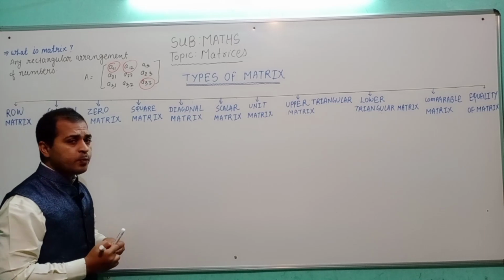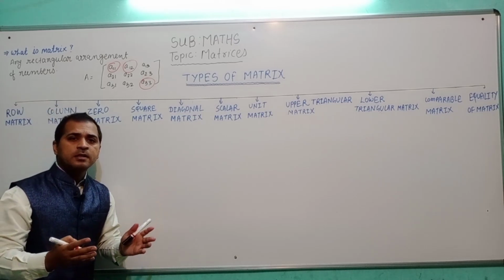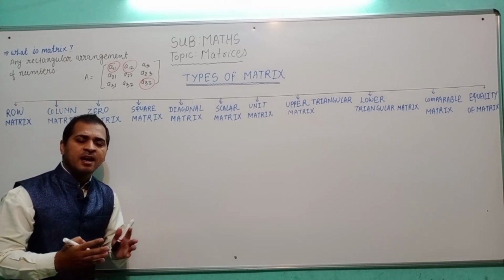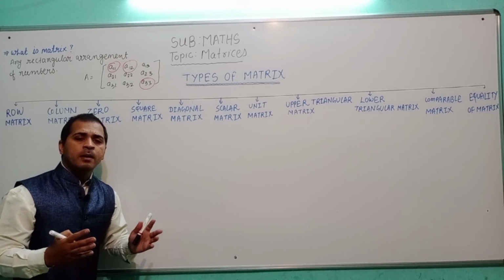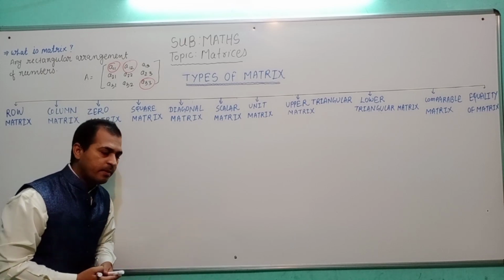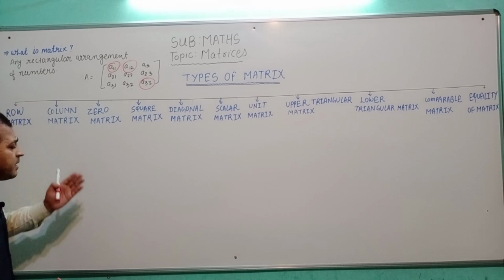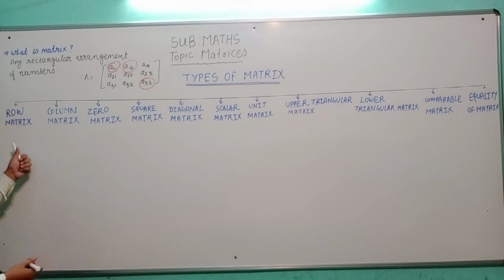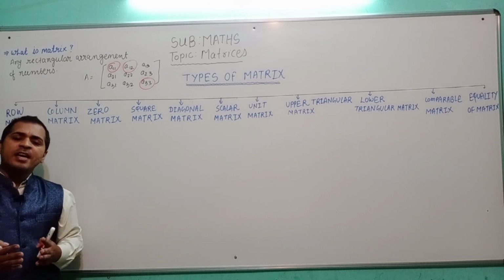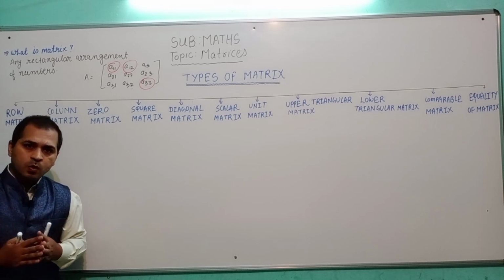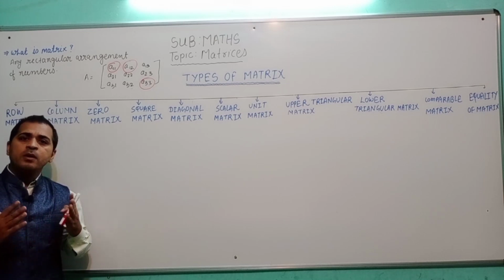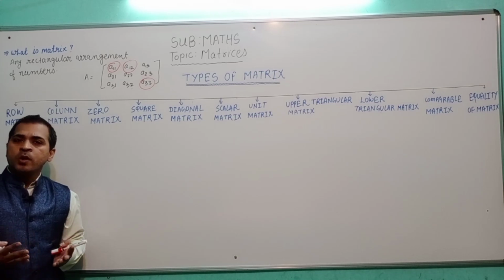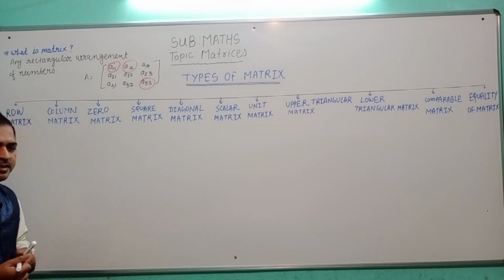Okay students, I hope you have understood what a matrix is. Matrix is the arrangement of numbers in a rectangular format. Let us see a few types of matrix. The first type is the row matrix. Students, a row matrix means a matrix having one row. A matrix having one row is known as a row matrix. Let us see it with an example.